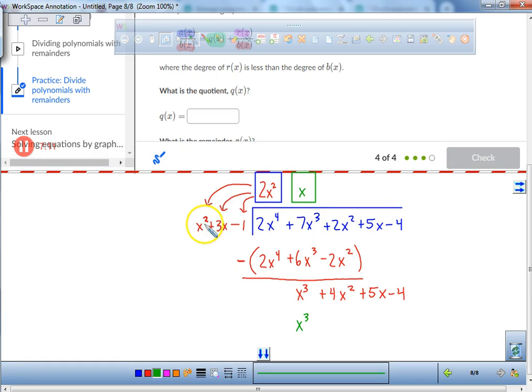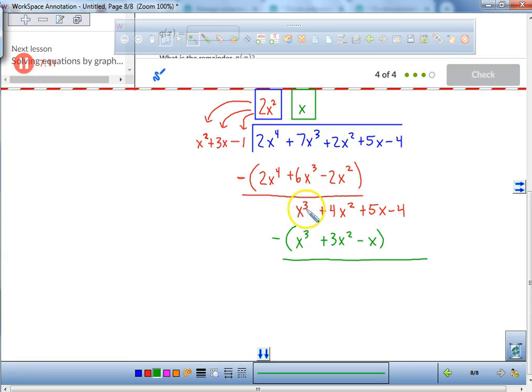So x times x squared is x cubed. What's x times 3x? Yeah, so we're going to put a 3x squared. And what's x times negative 1? Negative x. Very good. Now, what do students need to remember to do? Put a parentheses around it and do what? Subtract.